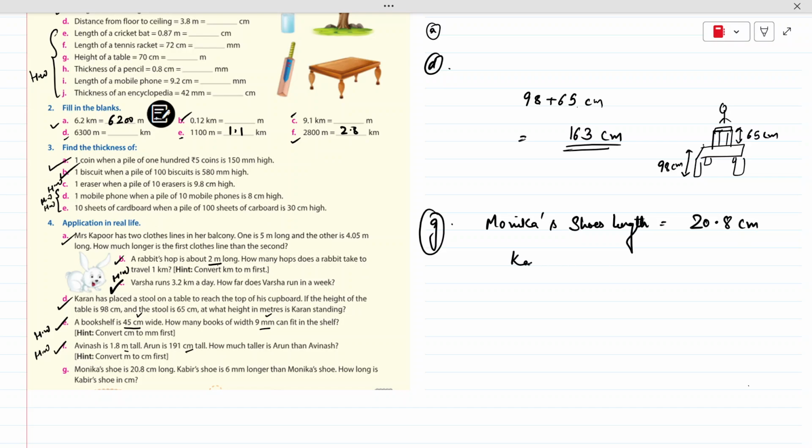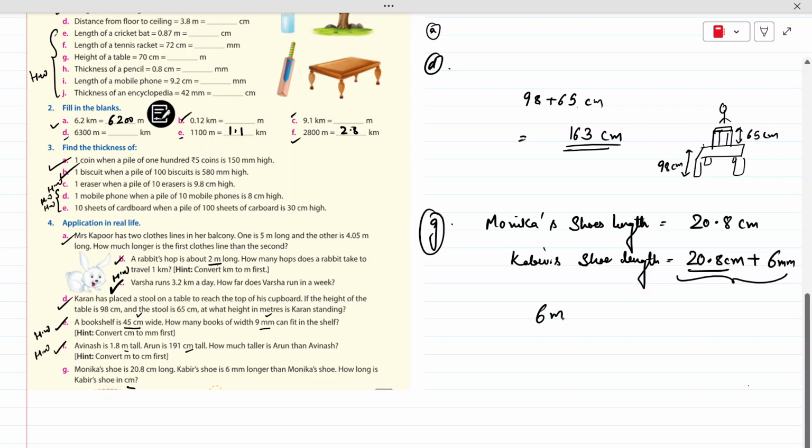and Kabir's shoe length is 6 millimeters longer than Monica's shoe. So that means 20.8 centimeters is Monica's shoe. To this, when we add 6 millimeters, this combined will be the length of Kabir's shoe, and we have to find the answer in centimeters. So we have to convert 6 millimeters into centimeters.